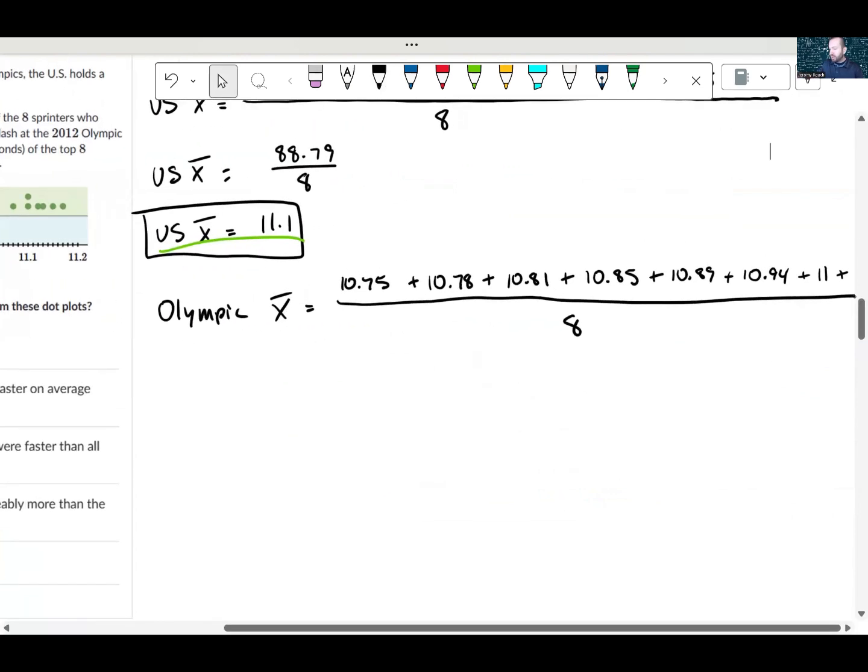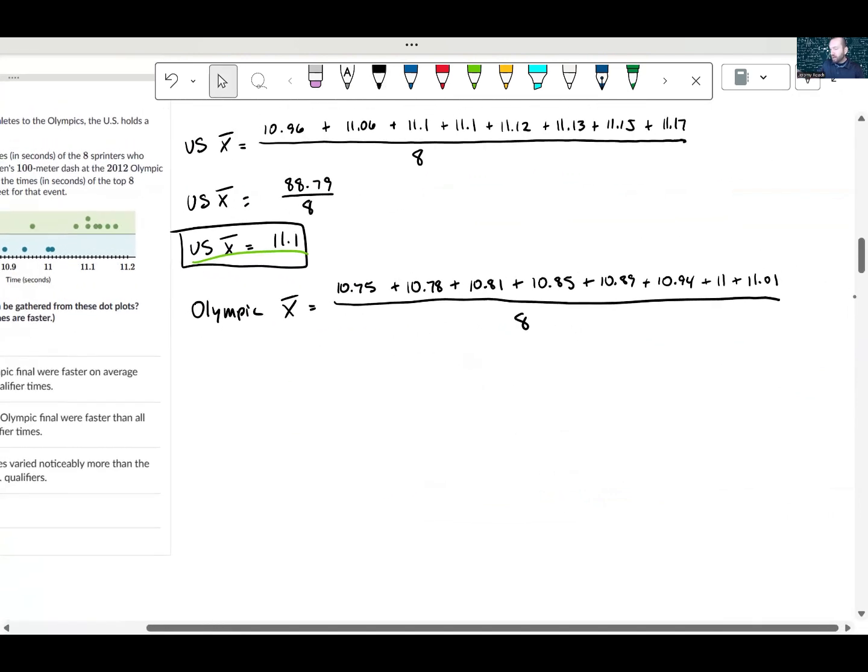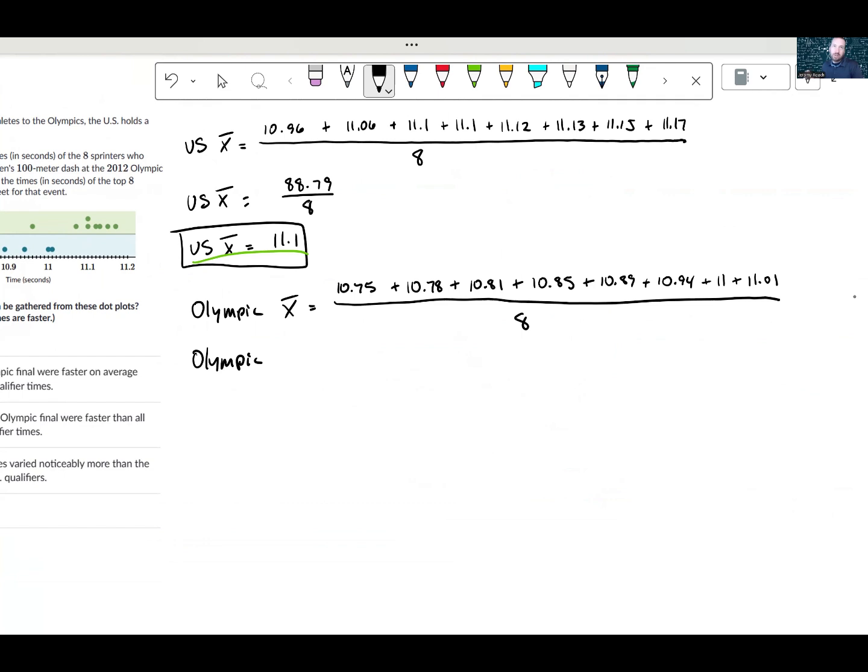All right, so continuing our Olympic average calculation. And again, you don't have to do this. If you're able to estimate, that's great. And I think from our estimation alone, we probably could have gotten an answer. But again, this is just some quick review on how to find the average.